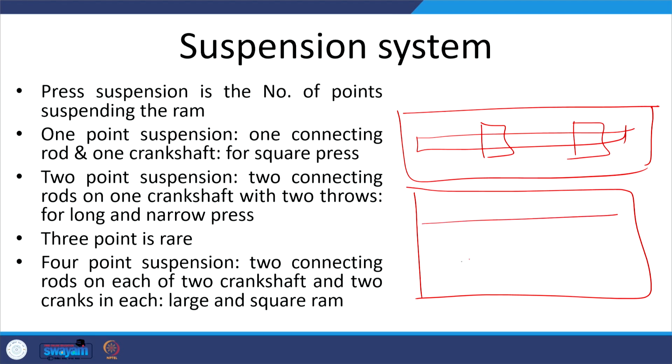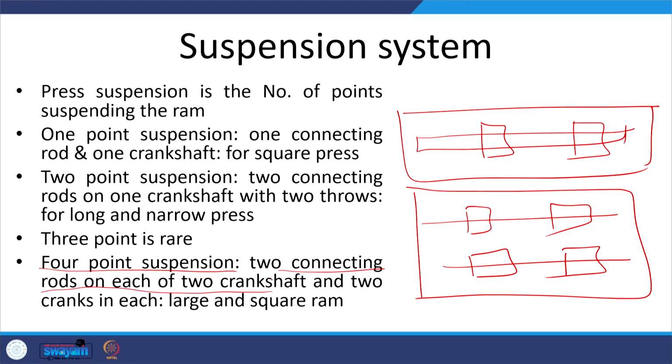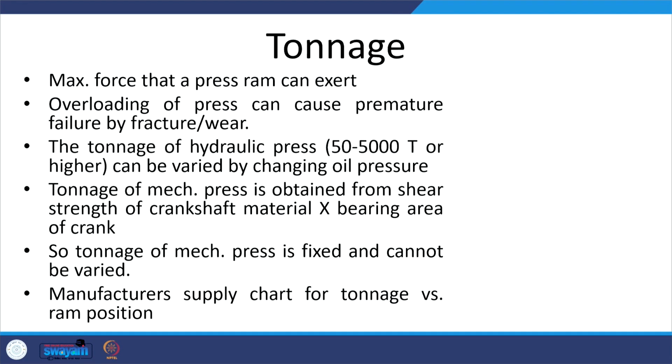So, using 2 connecting rods like this and 2 suspension points on each of the connecting rods, that is how it forms the 4 suspension system. It uses 2 connecting rods on each of the 2 crankshafts and 2 cranks in each. So, this is good for large and square rams. For the longer presses and wider presses, this kind of suspension system is good.